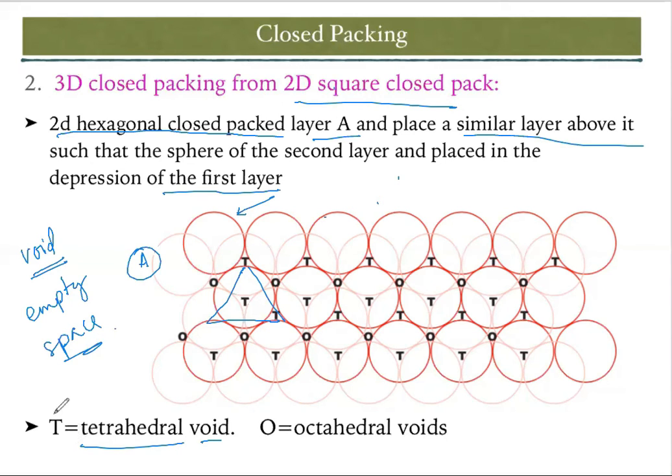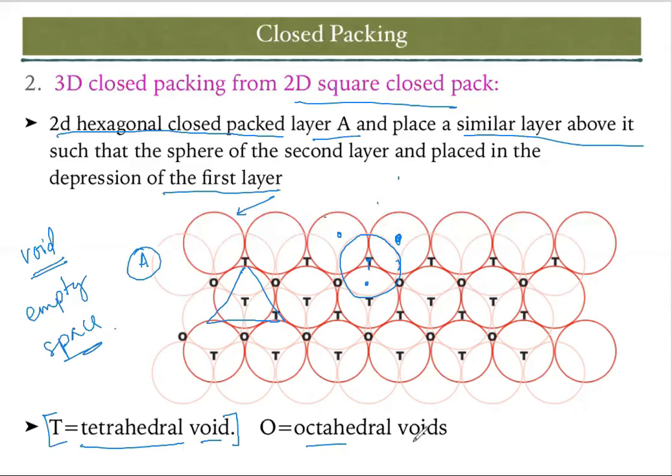So how can you understand which one is the tetrahedral and which one is the octahedral? In the tetrahedral, tetra means 4. When you consider this shape as an atom, this darker atom, and this is another atom, and this is another atom, in these 3 atoms there is another atom just above the 3 atoms in the depression of these 3 atoms. So a void is created. That void is known as T, which stands for tetrahedral. A tetrahedral void is created by 4 atoms.